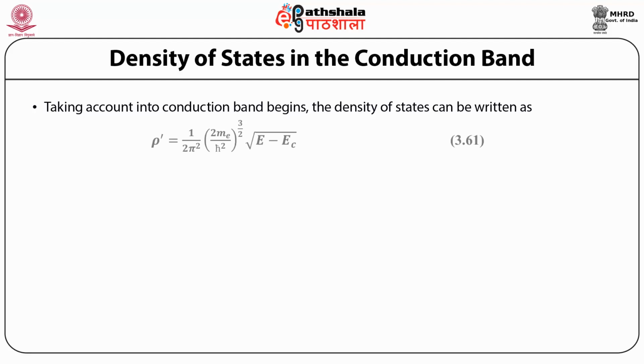Now putting the value of rho prime, the total concentration of electrons in the conduction band is given by Nt is equal to 1 by 2 pi square multiplied by (2me by h cut square) to the power 3 by 2 times the integral over Ec to infinity of 1 by 1 plus exponential (E minus EF) by kT multiplied by root of (E minus Ec) dE. This integral is called the Fermi integral or Fermi-Dirac integral.